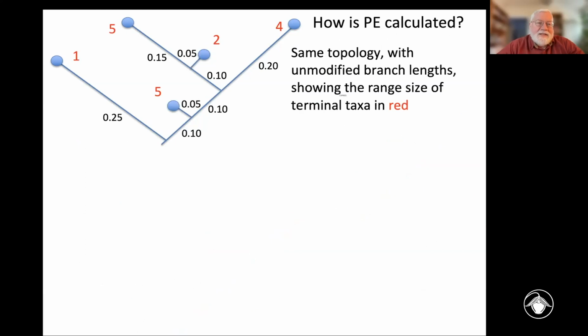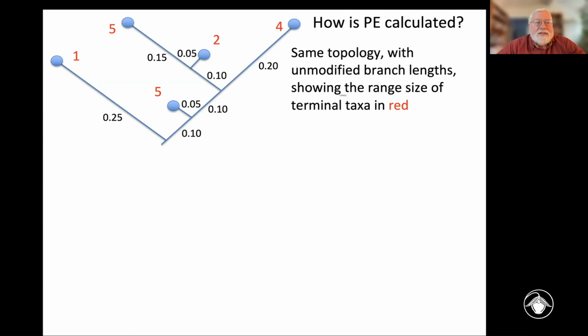So PE is exactly the same as PD, except we're going to adjust for the range size. So this is the same exact cartoon tree and branch lengths, but the red numbers here are added, and that refers to how many grid cells that particular terminal is present in anywhere on the map. So this one over here is highly endemic. It's only present in 1 grid cell. This one here is pretty endemic. It's only present in 2. But these terminals here are more common. They're found in either 4 grid cells or 5 grid cells.